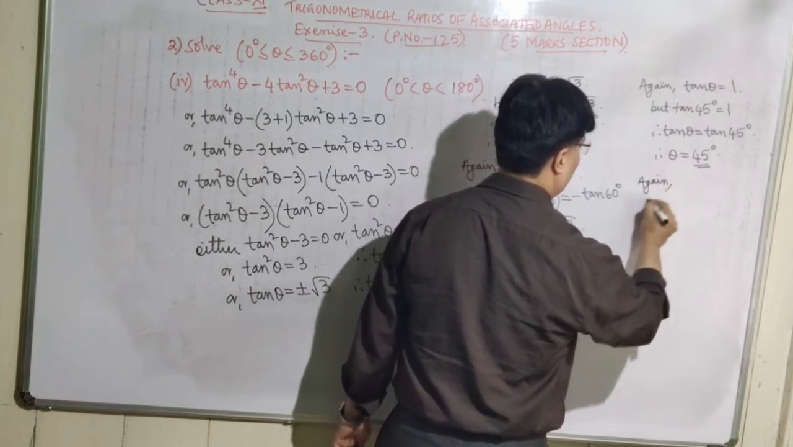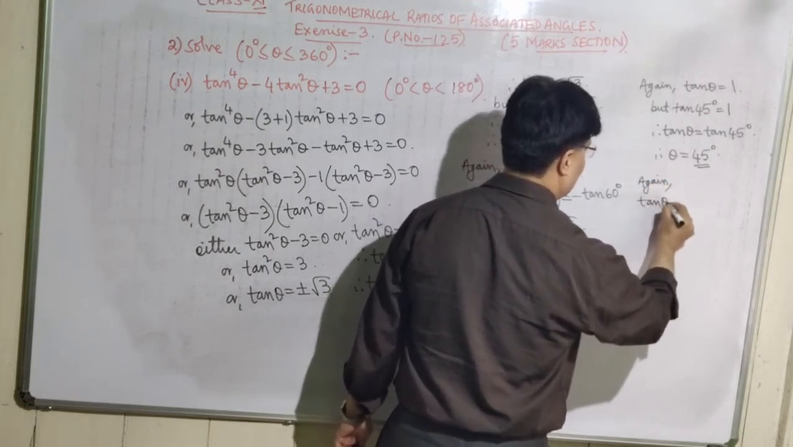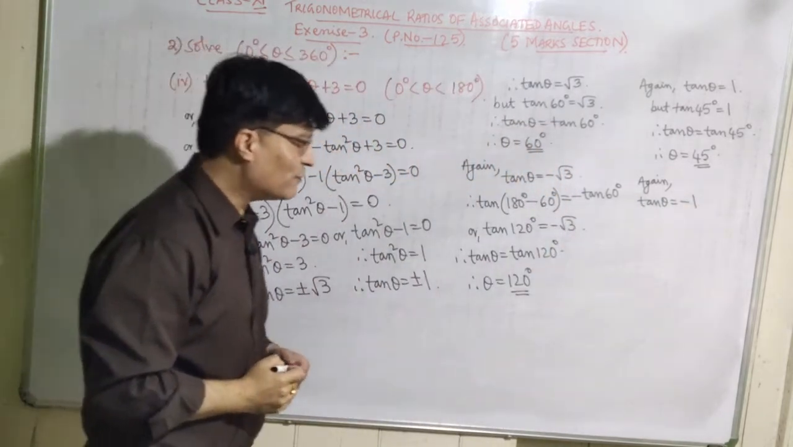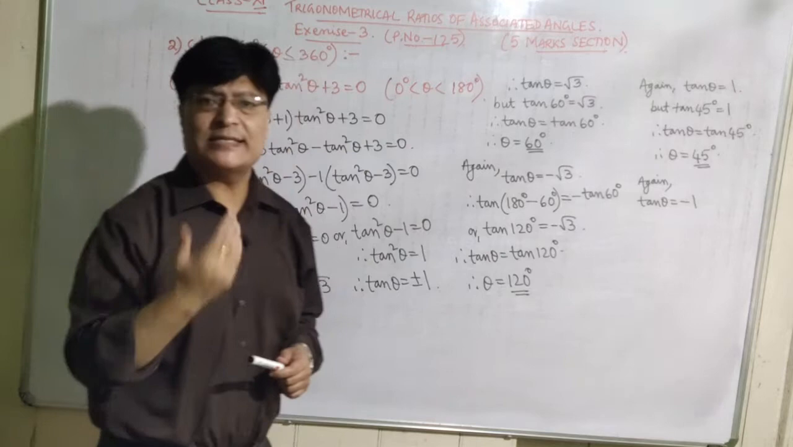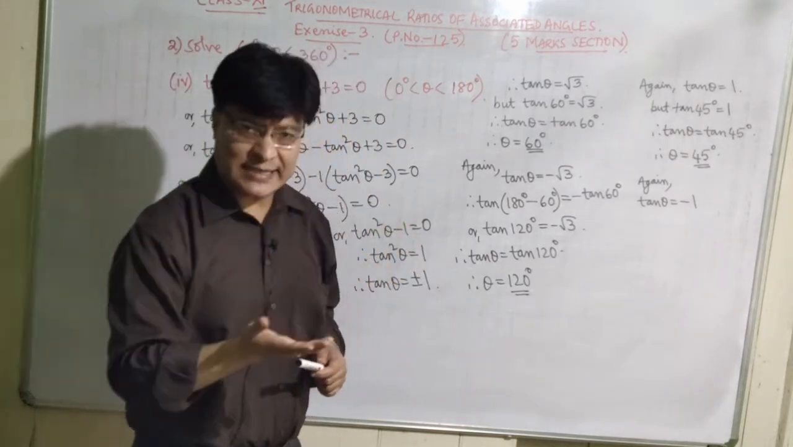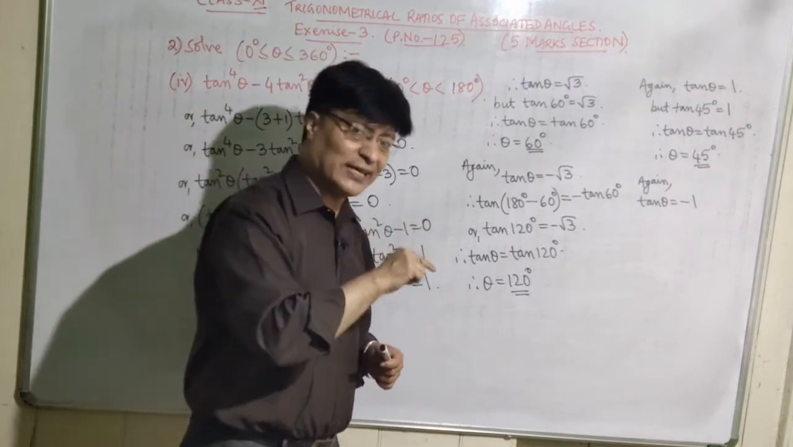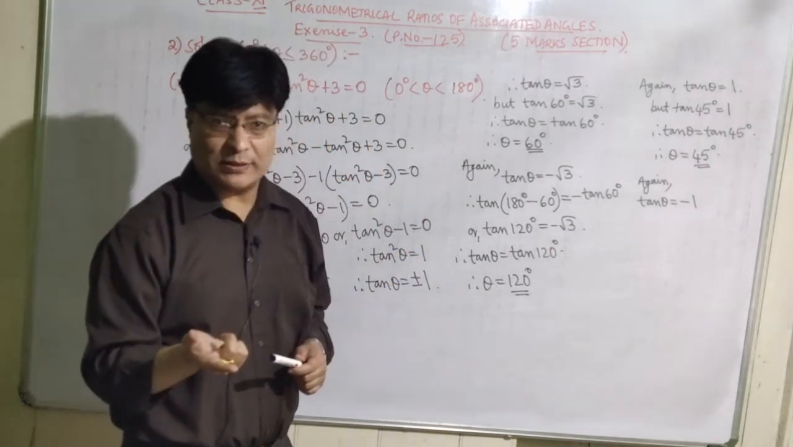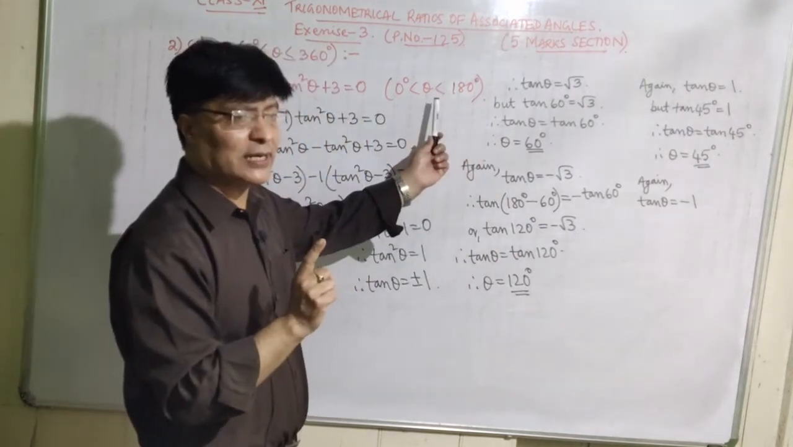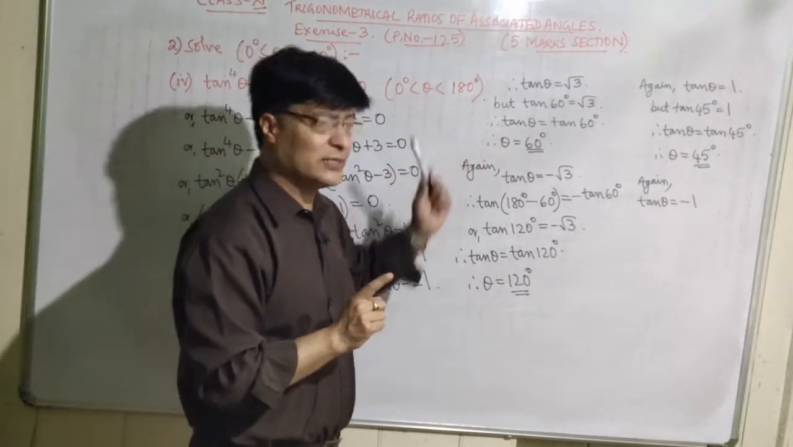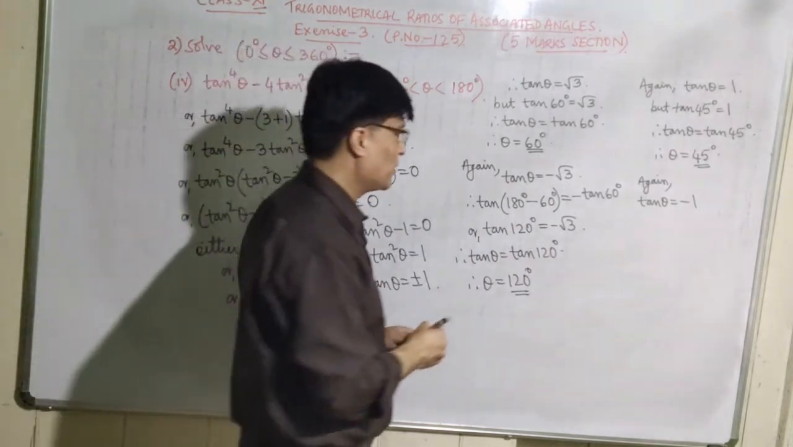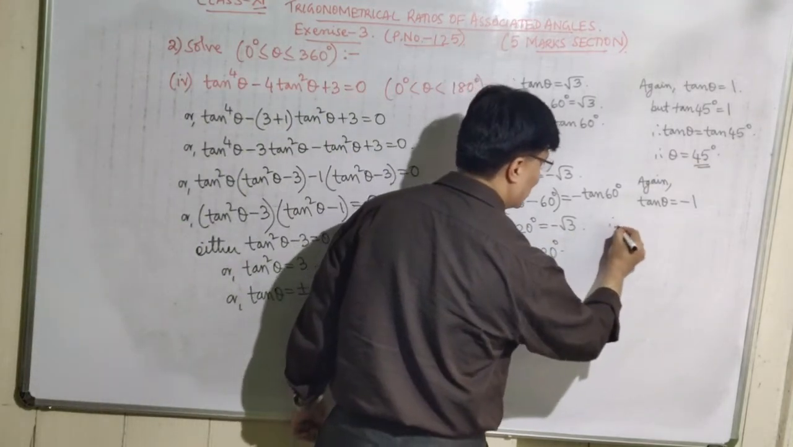Again, tan theta is equal to minus 1. So how can you get the value for theta here? If tan theta is negative, theta lies in the second quadrant as well as in the fourth quadrant. But you cannot get the angle in the fourth quadrant because the condition is given here, theta lies within 0 degree and 180 degree. So you can find out the angle in the second quadrant only. So how can you get the angle in the second quadrant?